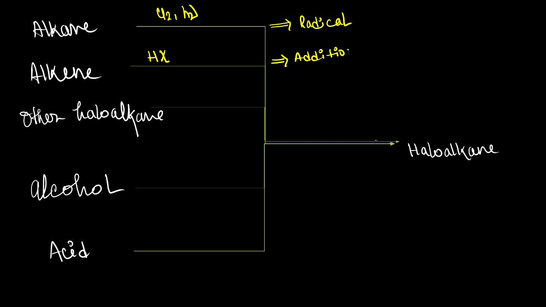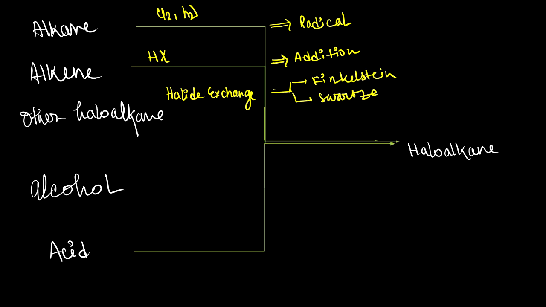Then we have from other haloalkanes. Suppose we have chloroalkane and we want iodoalkane, we are using the halide exchange method. For this we can use any source of iodide or bromide. So the method is halide exchange. Here in the halide exchange method, two name reactions are present, the Finkelstein reaction and the Swarts reaction, which we will discuss. The halide exchange reaction proceeds through a substitution reaction.